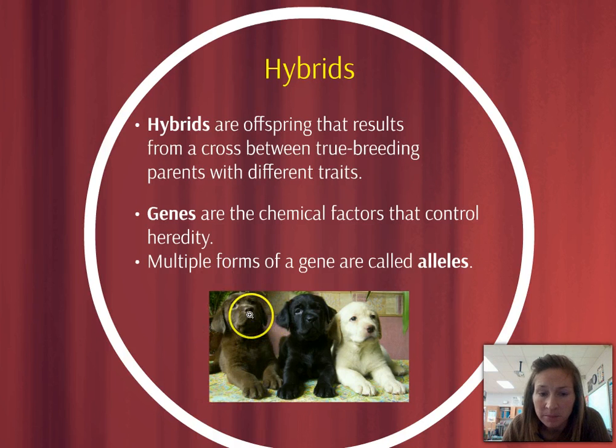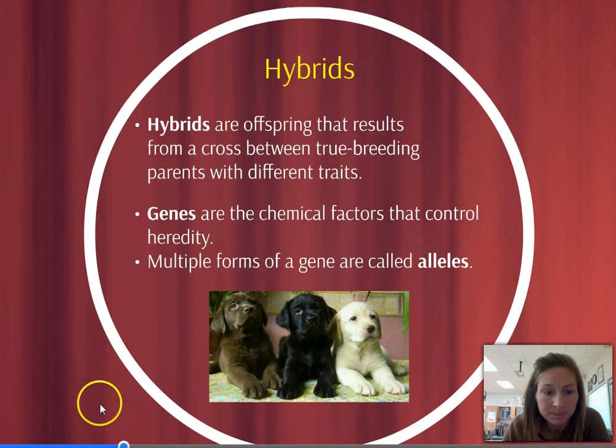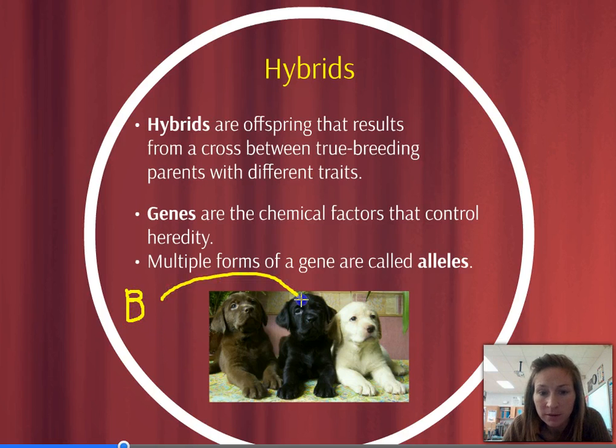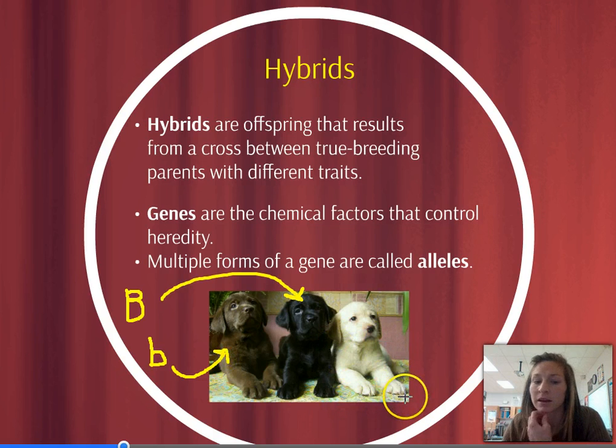The chocolate lab is carrying what we call a recessive allele, and we normally designate alleles with letters. And the dominant allele is being carried by this black lab here. So capital B is going to be a dominant allele for black fur color. This guy here, we'll show a lowercase b to represent brown fur. And I'll get to the yellow lab here in a second.